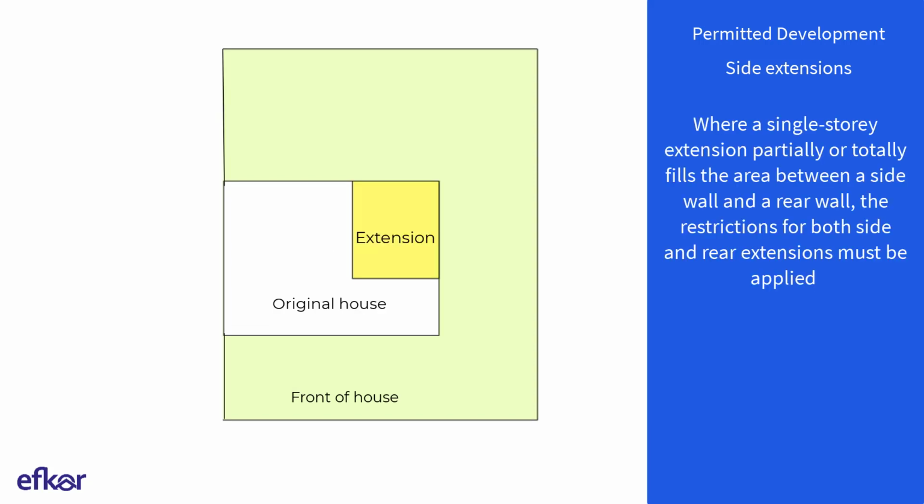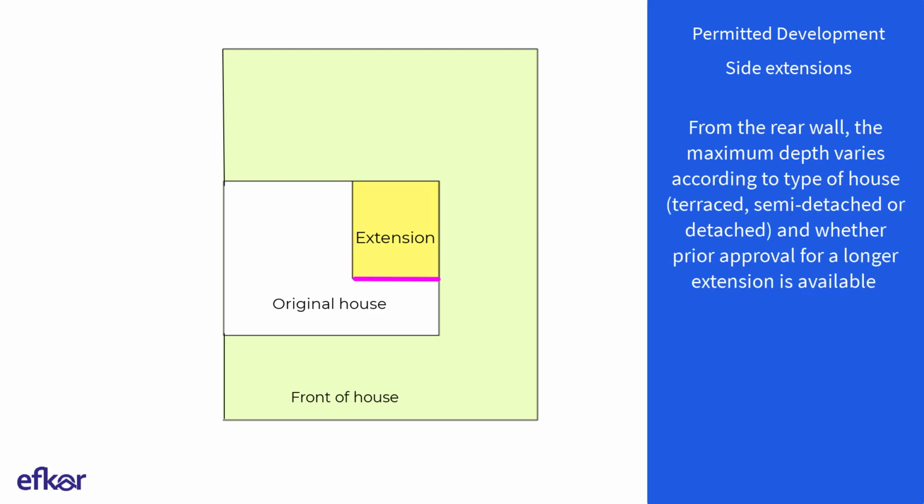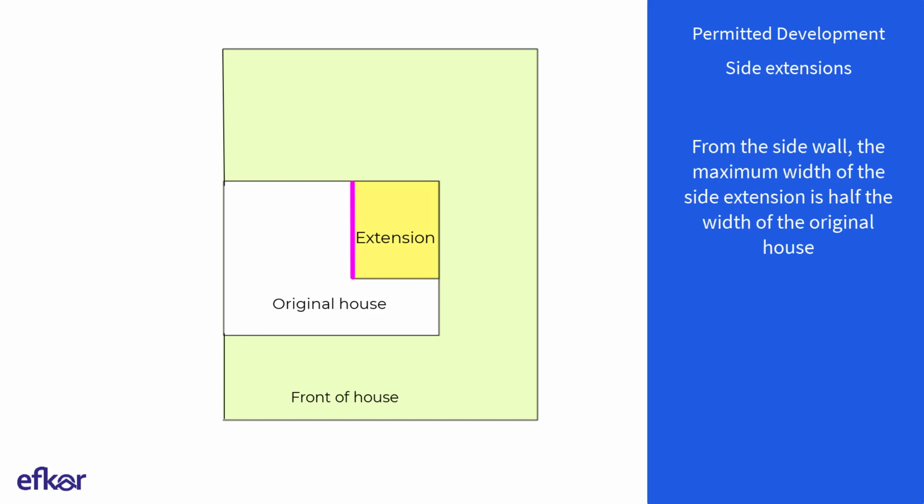Where a single-storey extension partially or totally fills the area between a side wall and a rear wall, the restrictions for both side and rear extensions must be applied. From the rear wall, the maximum depth varies according to type of house, terraced, semi-detached or detached, and whether prior approval for a longer extension is available. From the side wall, the maximum width of the side extension is half the width of the original house.